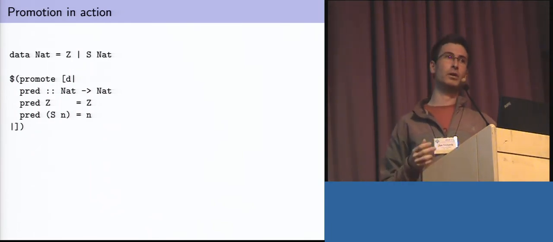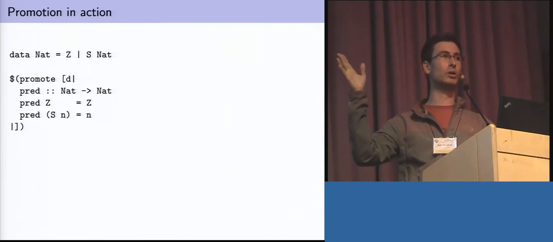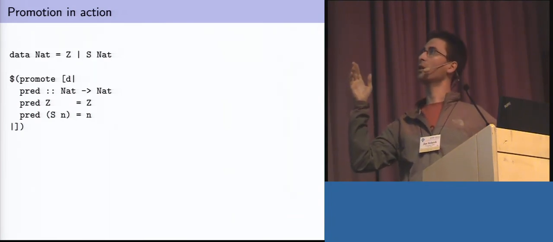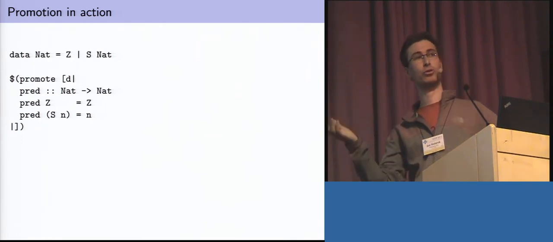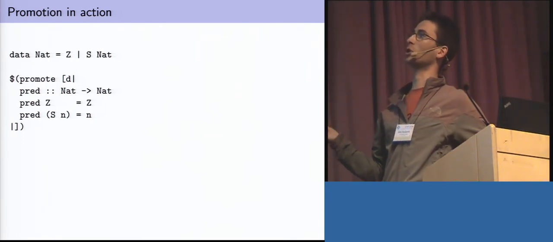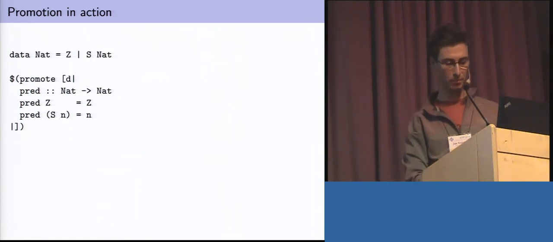And all you need to do with our singletons library is wrap this definition into a call to promote, and the promote function will generate the type family pred, it will generate all of the functionalization symbols, and it will generate the instances of apply function for these symbols.